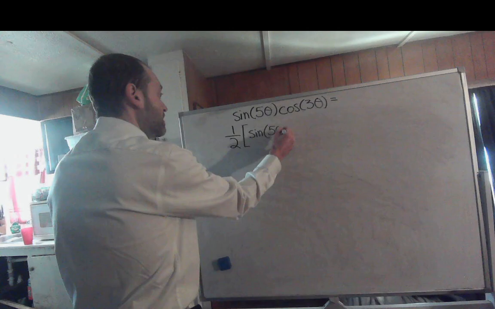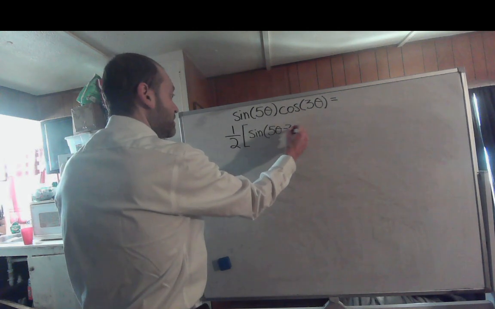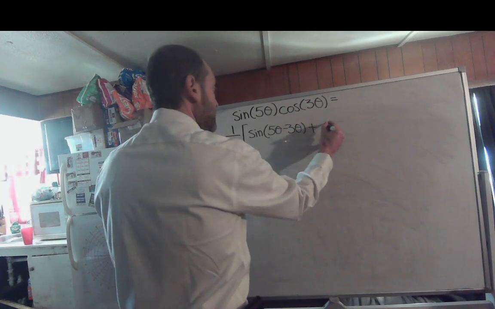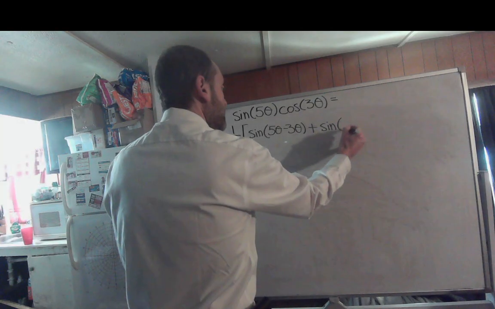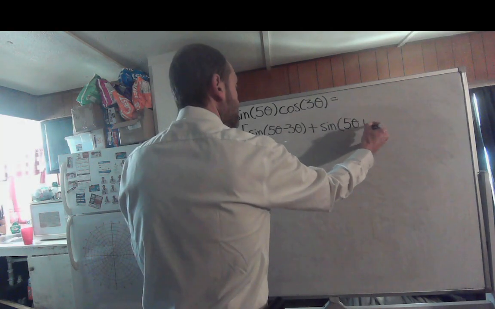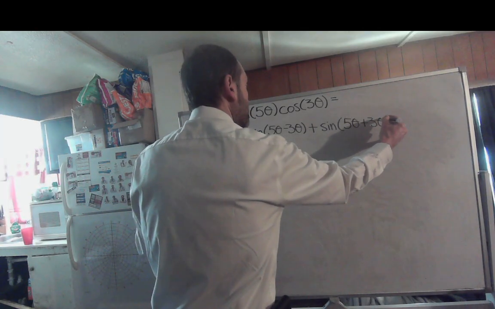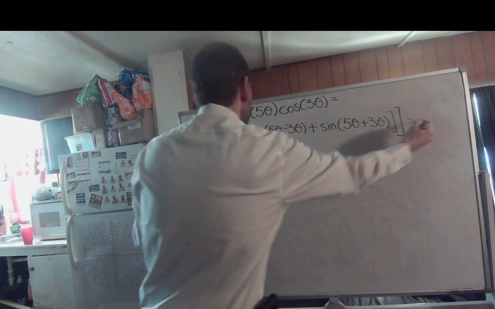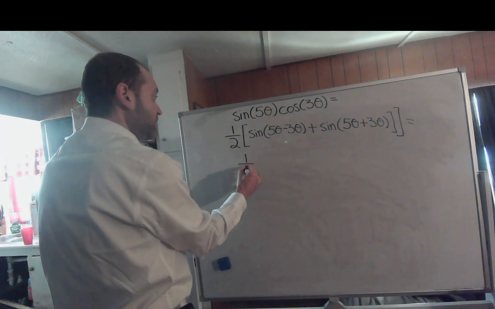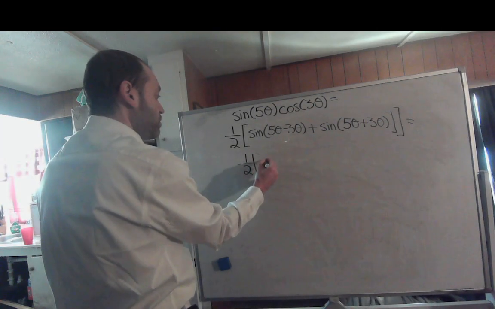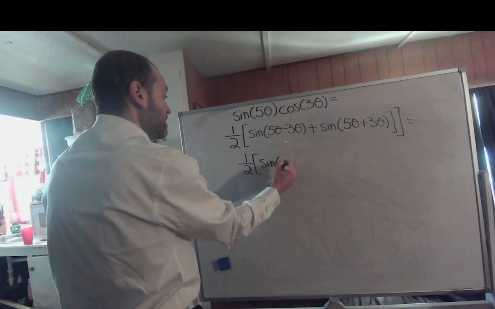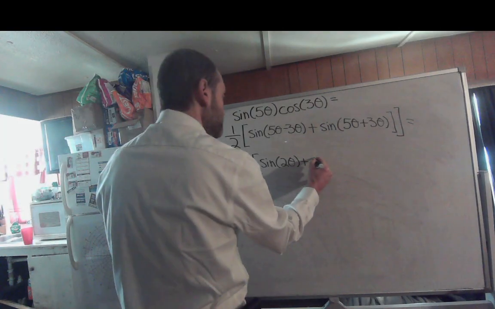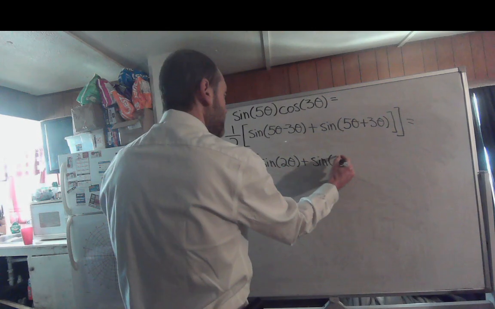5 theta minus 3 theta plus the sine of 5 theta plus 3 theta, which should simplify for your final answer into 1/2 times the quantity of the sine of 2 theta plus the sine of 8 theta.